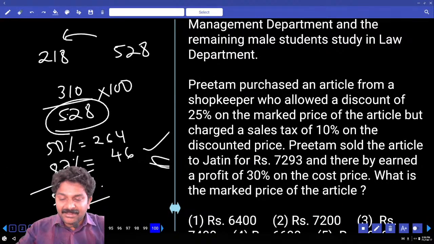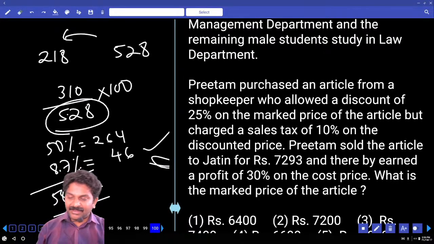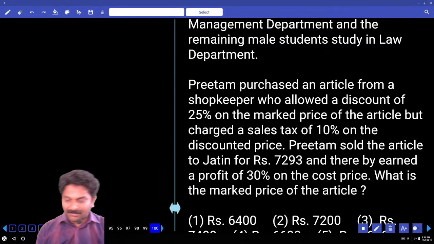Preetham purchased an article from a shopkeeper who allowed a discount of 25% on the market price of the article but charged a sales tax of 10% on the discounted price. Preetham sold the article to Jain for 7293 and thereby earned a profit of 30% on the cost price. What is the market price of the article?